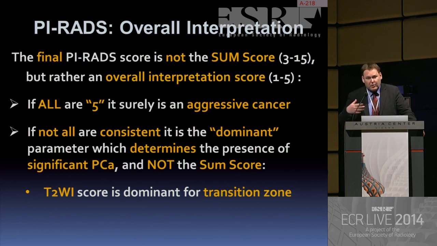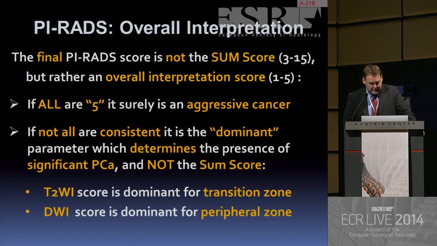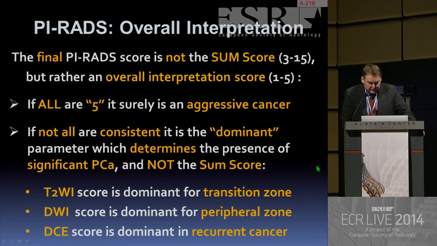So what you are looking at in T2, that's your PI-RADS score if you are talking about a lesion in the transitional zone. If we are looking at a lesion in the peripheral zone, the DWI score is dominant. There are a couple of publications about a correlation between the ADC and the aggressiveness of the lesion in the peripheral zone. It doesn't fit, unfortunately, that well with the transitional zone. And in case of recurrent cancer, the DCE is probably the best dominant sequence to find a recurrent cancer after prostatectomy or radiation therapy.